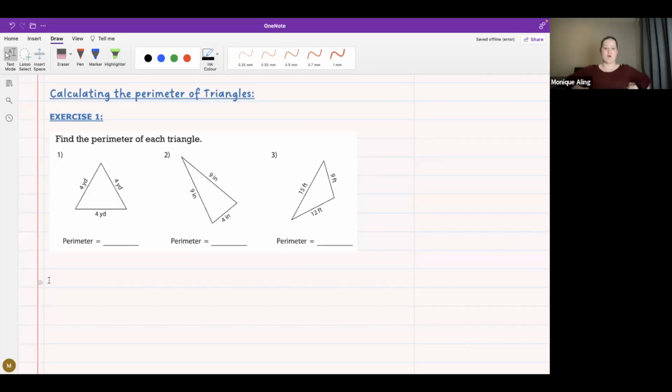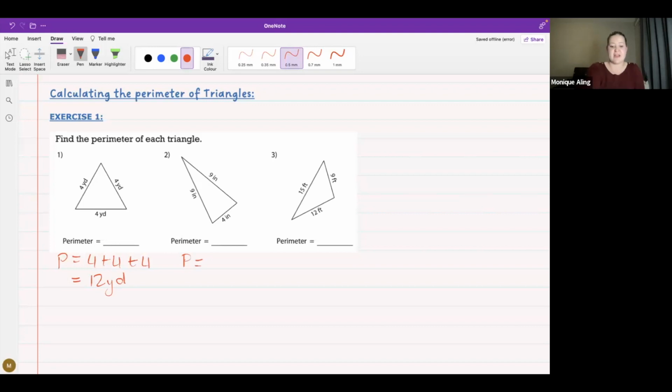Okay, let me see some answers for the first triangle. Or all of them. Nice. Okay, so for the first one, remember perimeter, all we do is add all the sides together. So it is 4 plus 4 plus 4 gives you 12 yards.